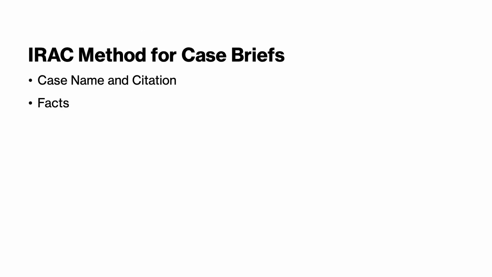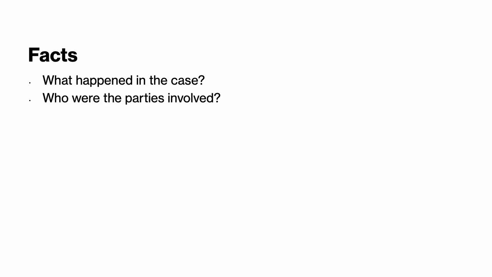But we also are going to rely on facts, okay? So facts are going to be things like what happened in the case, who are the parties that are involved, and what was the procedural history. Now, some attorneys will like the procedural history broken out into its own separate section, but again, that's going to be up to them. But these are going to be the basic facts that we're going to be looking for when creating this brief.